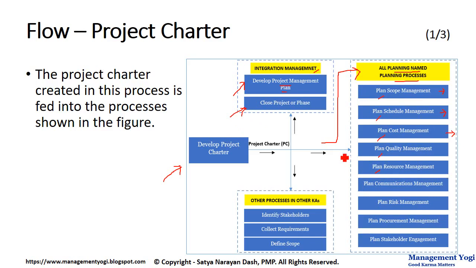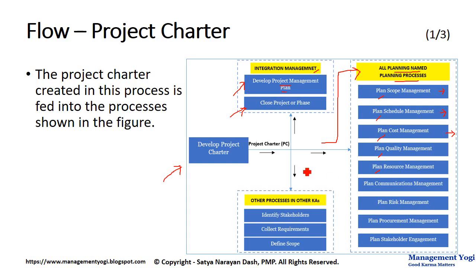Now the PC is acting as an input to all the named planning processes in rest of the 9 knowledge areas because PC has high level information for all of them. For example, the project charter is acting as an input to plan scope management because it has information with respect to the project characteristics as well as high level requirements. It is acting as an input to plan schedule management because it has summary milestone details.